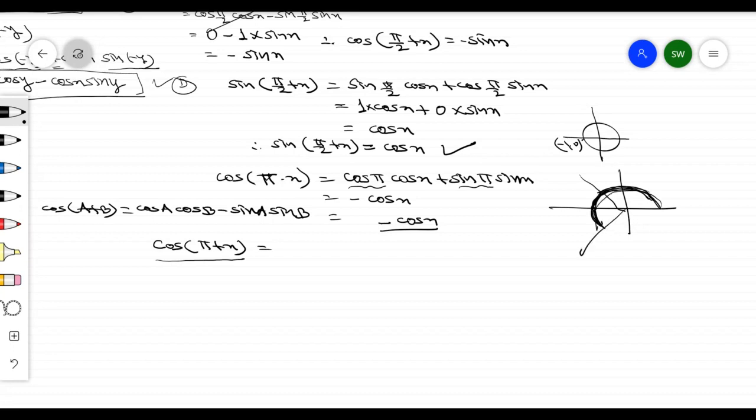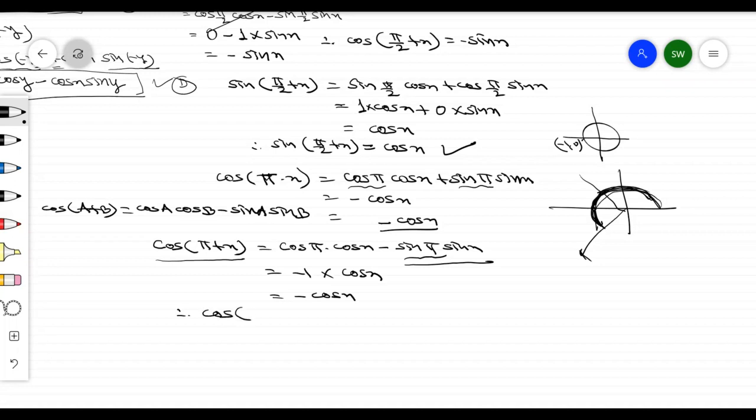What is the value of cos(pi plus x)? Cos(pi plus x) is cos pi into cos x minus sin pi into sin x. Sin pi is 0, so this term will vanish. Cos pi is minus 1, into cos x, so that is minus cos x. Therefore cos(pi plus x) equals minus cos x.